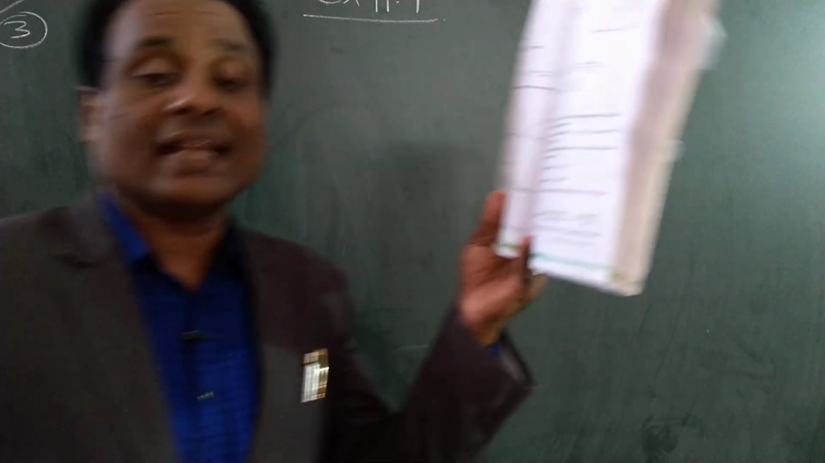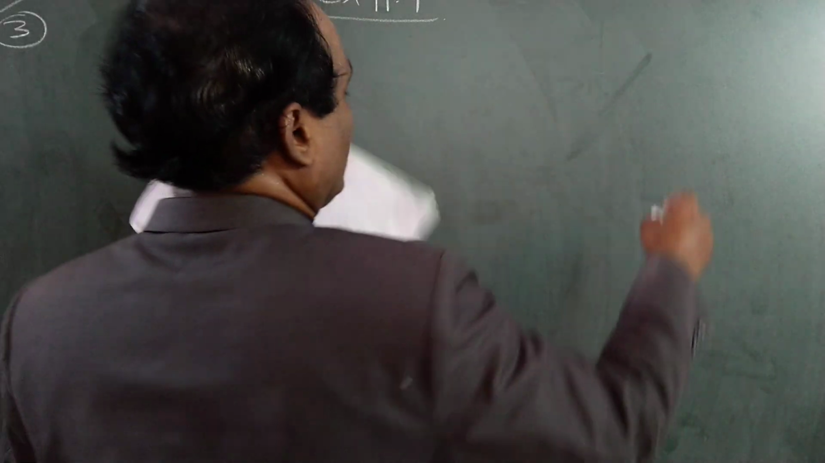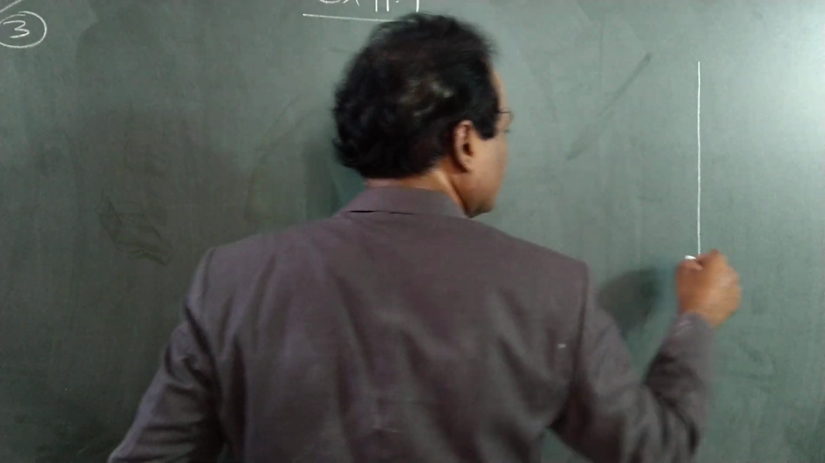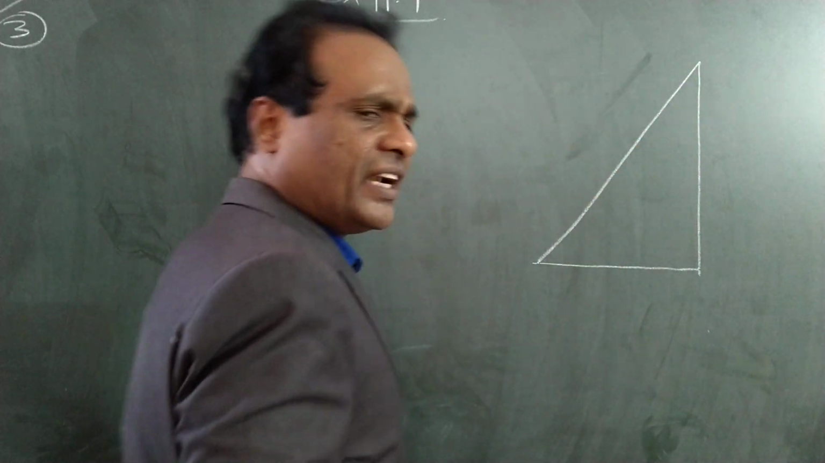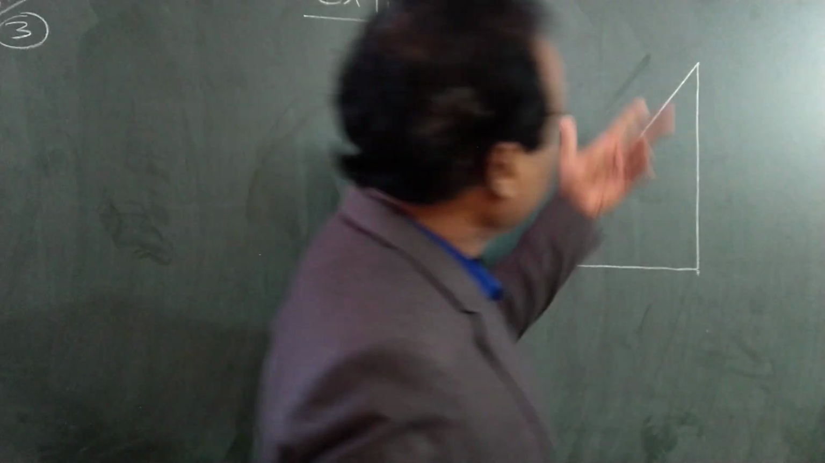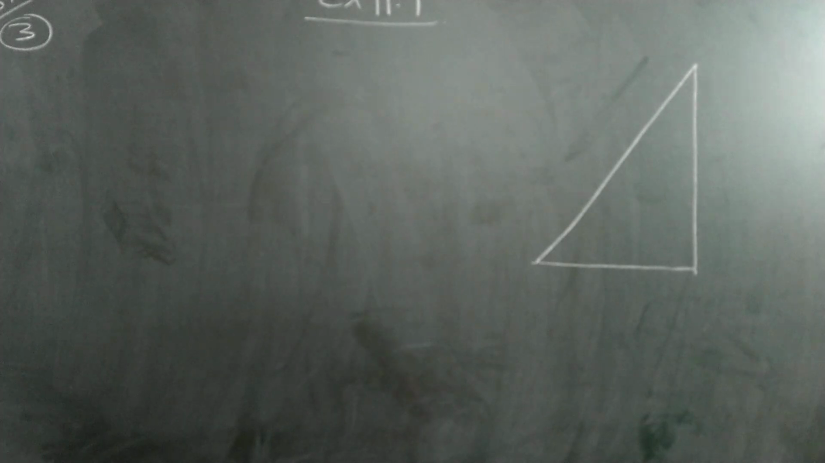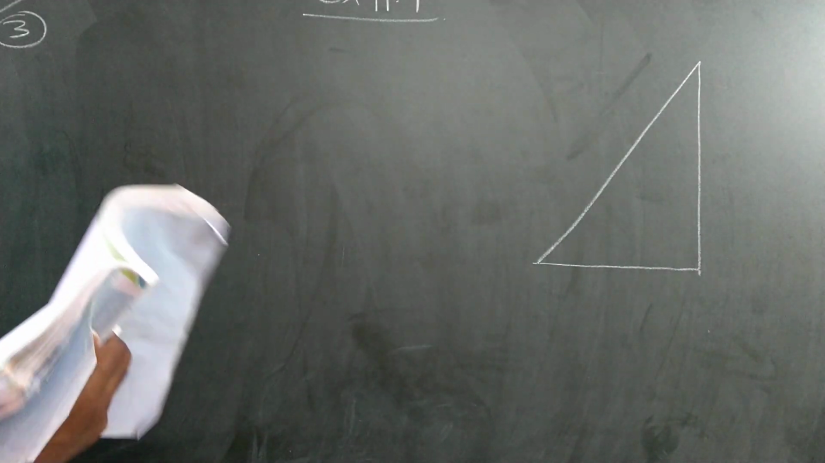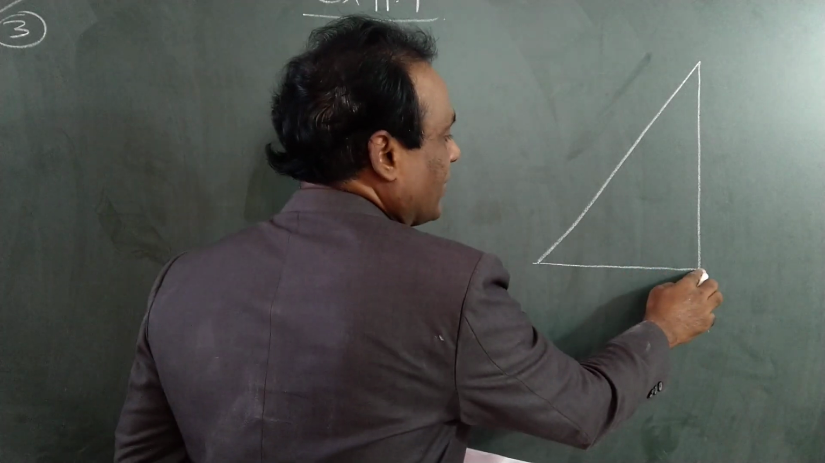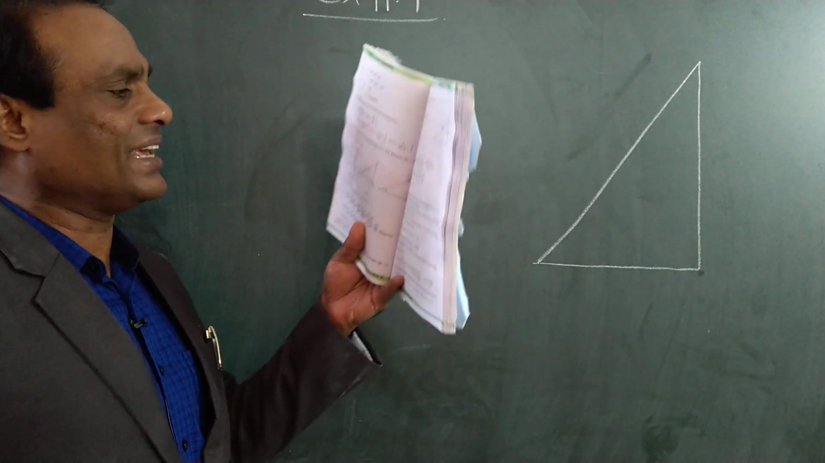In triangle ABC with right angle at B. See here, triangle ABC. If it is a normal triangle, you can take any vertex as A, any vertex as B, and any vertex as C. But in a right angle triangle, you should know which is the right angle. So keep that right angle vertex for the right angle, and the other two you can take in any order.